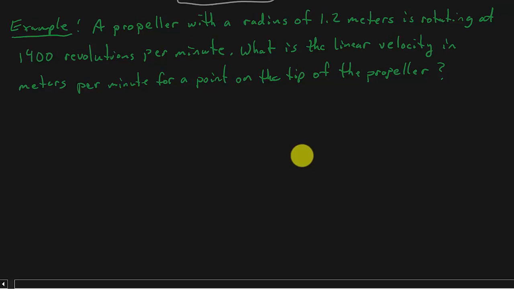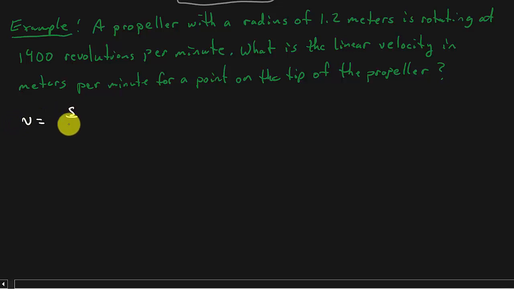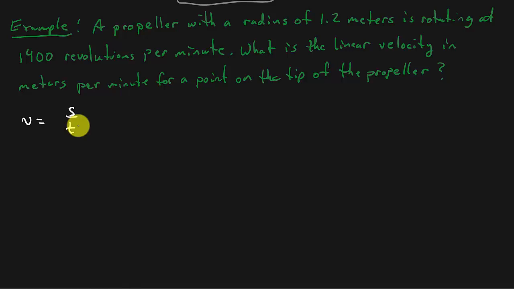All right, so let's look at this example here. It says a propeller with a radius of 1.2 meters is rotating at 1,400 revolutions per minute. What is the linear velocity in meters per minute for a point on the tip of the propeller? All right, so let's see what we've got here. So we've got the linear velocity is equal to s over t. Write the formula down. This is the same thing that we did with angular velocity. It's going to be the same thing.